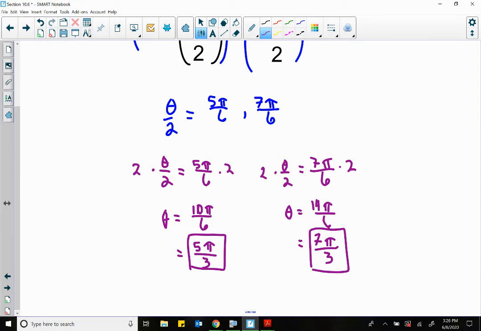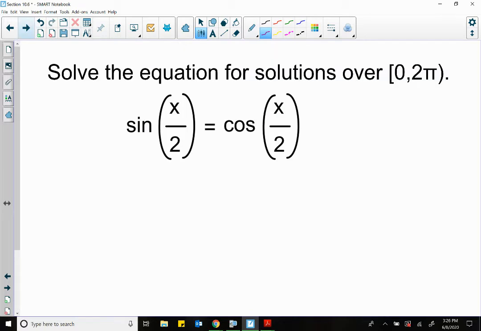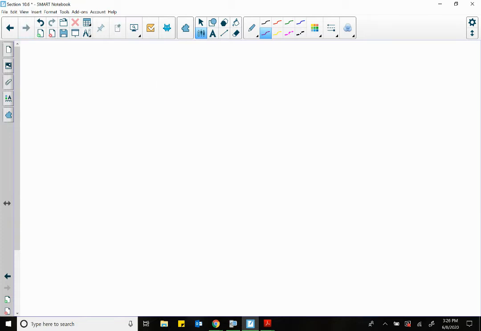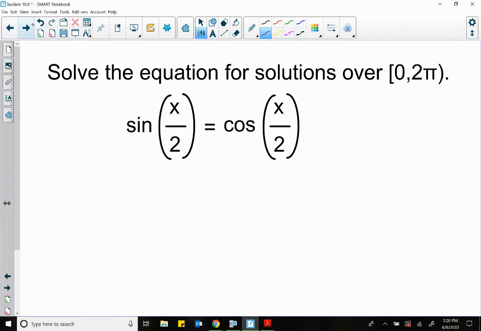Okay. So moving on. I think this is the last problem. Yeah. Last problem. So on this one, we want to know when is sine half angle equal to cosine half angle. So this one's a little different.